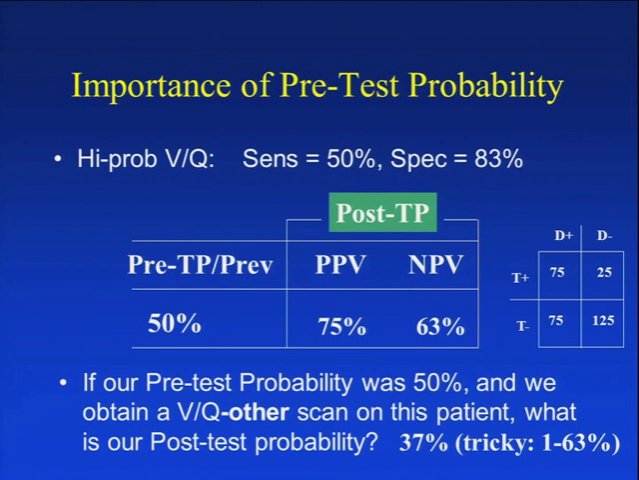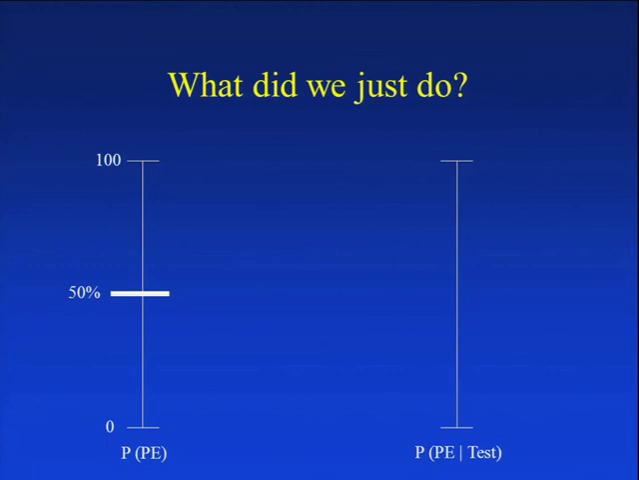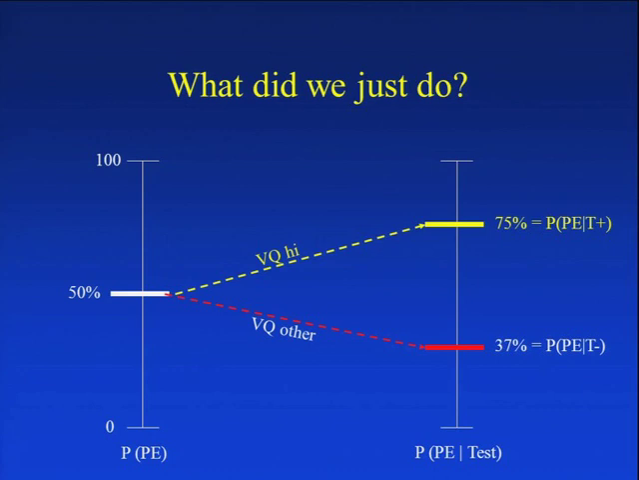I say tricky there, but that's not that tricky. Hopefully it makes sense conceptually if you think about it. So if you got a positive test, it was 75. If you got a negative test, it was 37. What did we just do? What we did is we splayed the test results. This is a visual way of depicting the probability shifting. You started at 50 and you moved up to 75% if you got a positive test, and you went down to 37% if you got a negative test. Does that make sense?